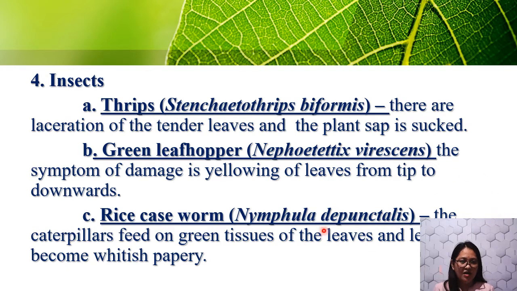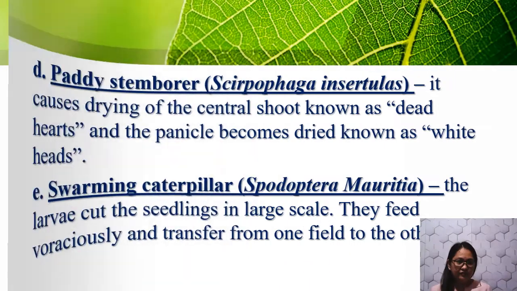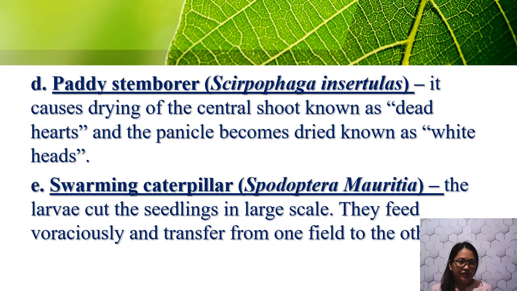Letter C, rice caseworm, or scientific name is Nymphula depunctalis. The caterpillars feed on green tissues of the leaves, and leaves become whitish, papery. Letter D, paddy stem borer, or scientific name is Scirpophaga incertulas. It causes drying of the central shoot, known as dead hearts, and the panicle becomes dried, known as whiteheads.